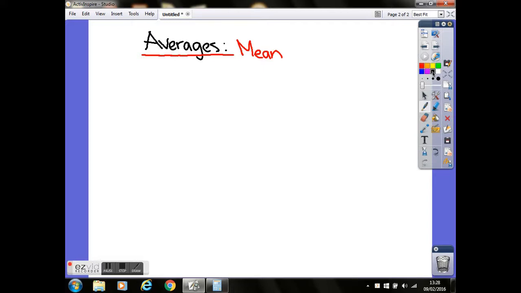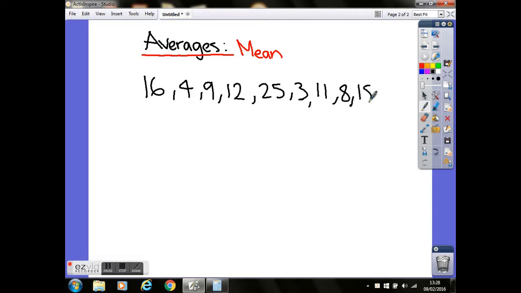So we're going to have 16, 4, 9, 12, 25, 3, 11, 8, 18 and 6. Now the first step that you have to do, and it's a two-step method for the mean, is to find the total of all those values. So you just need to add them all together. Just find the total.